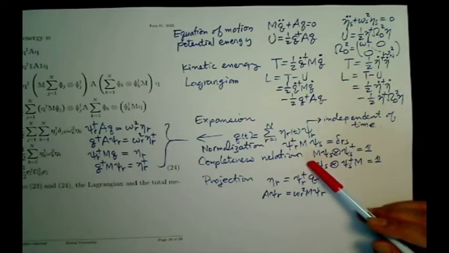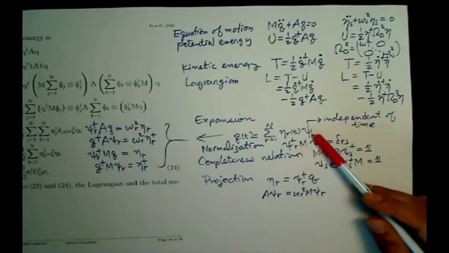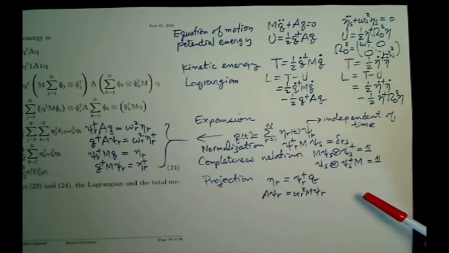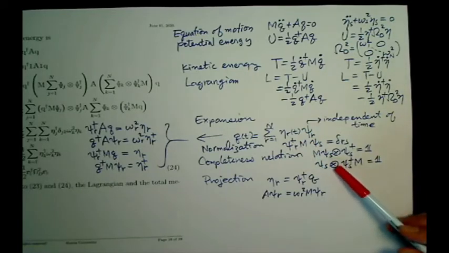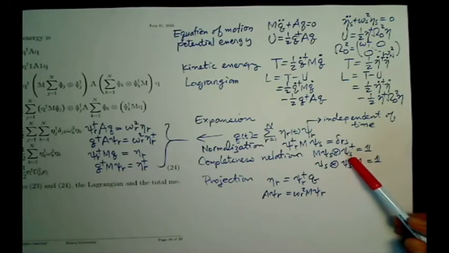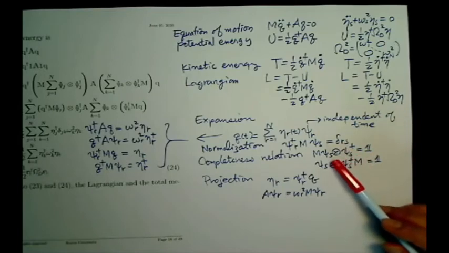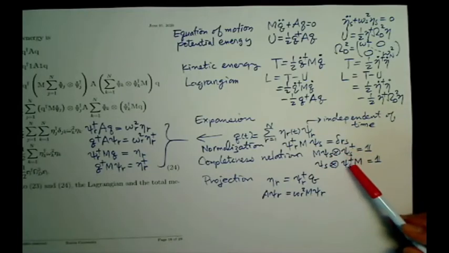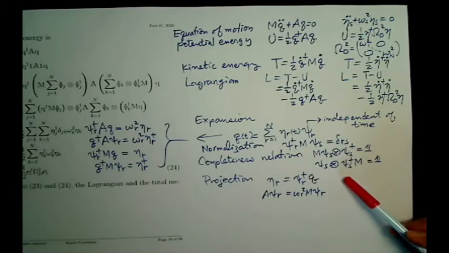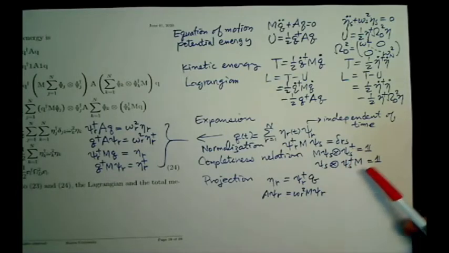The completeness relation that corresponds to this normalization convention will be in this form or this form. You can freely move this mass M to either the left or right side of the direct product of psi s and psi dagger s. All right.